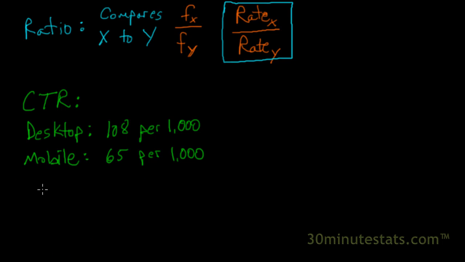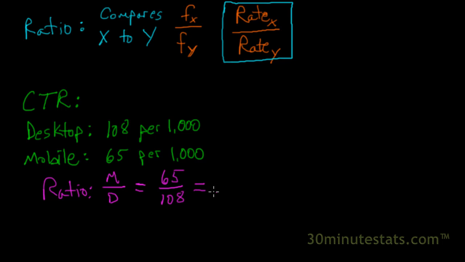But we want to get a better characterization of these data and find out how do desktop users compare to mobile users. And so to do that, what I can do is calculate a ratio. And let's say I want the ratio of click-throughs for mobile users compared to the click-throughs for desktop users. So we would be finding out for every click-through for a desktop user, how many click-throughs are we going to get for mobile users. And to do this, we're going to calculate the ratio as 65, the rate for mobile users, divided by 108, which is the rate for desktop users.